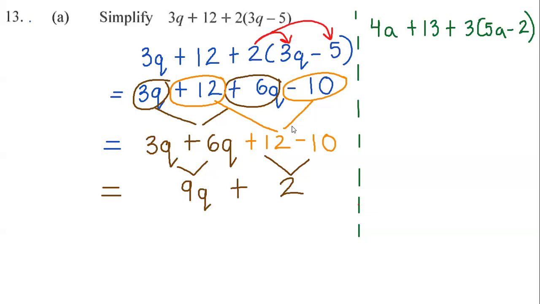Sorry, yes, sir. So what we're gonna do here, we have to multiply what? 3 by what? What are we gonna multiply 3 by? 3 times 5A and 3 times negative 2. Very good. 3 times 5A and 3 times what? 2. It's gonna be equal to negative 2. Okay. So we bring down the 4A. Okay. Plus 13. Okay. Plus 3 times 5A is what?